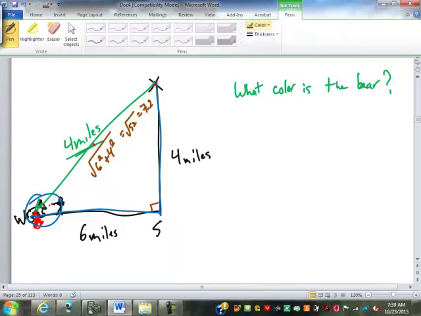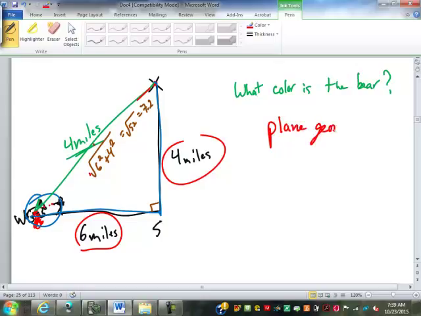So this rule that we learned, that this distance here has to be a squared plus b squared equals c squared, applies to what we call plane geometry. Now, plane does not mean regular or not fancy. Plane means flat. The world is not flat. Hills, yeah. But here's the thing.